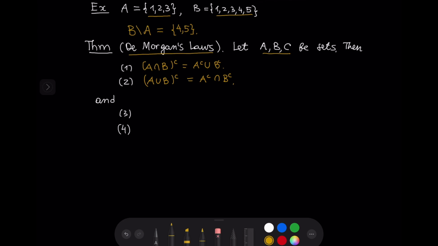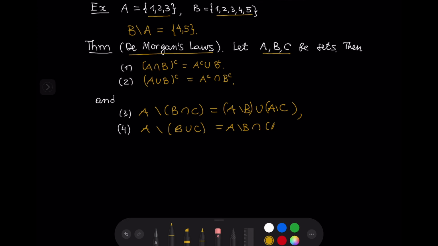And more generally, if we are taking complement relative to some set, then A minus B intersection C is A minus B union A minus C, and A minus B union C is A minus B intersected with A minus C. All right, so these are De Morgan's laws. They are useful. We stated them.